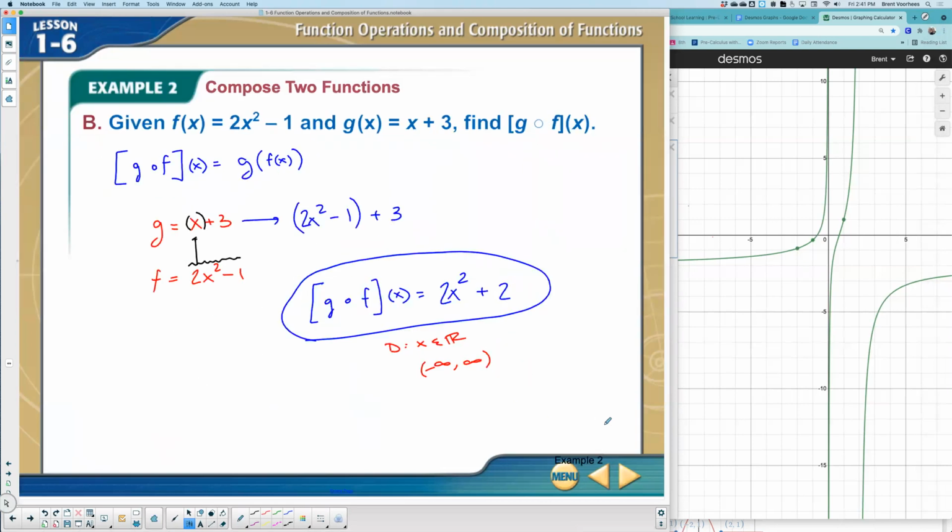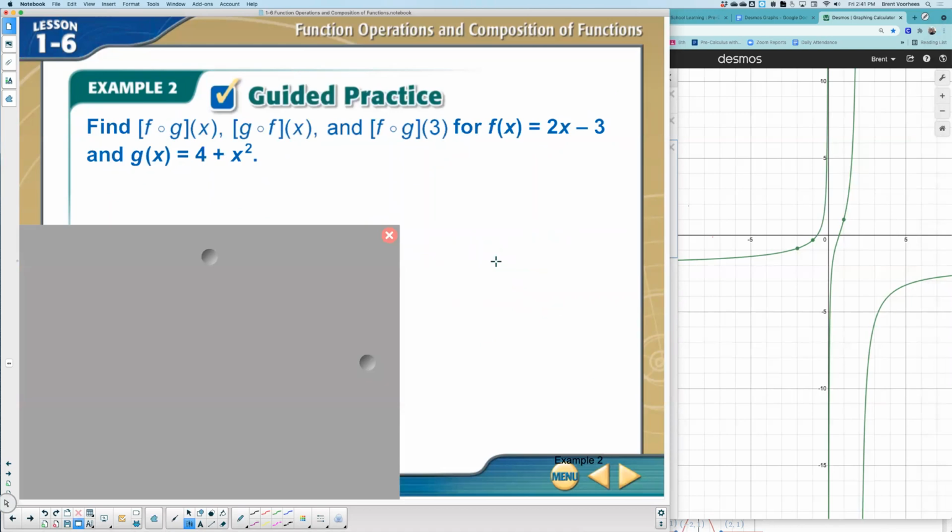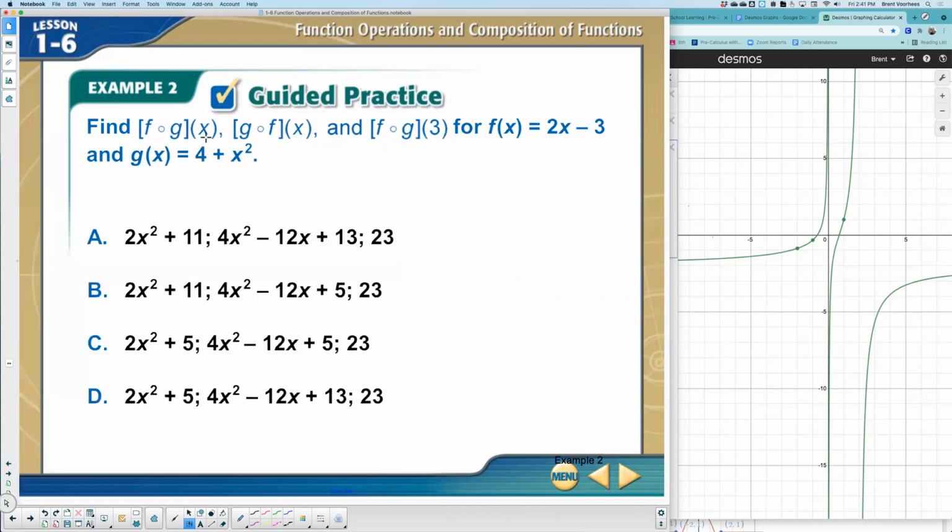Okay, I walked you through 3 examples. I want you to try to find here. Start with f of g, find f of g, then move on.